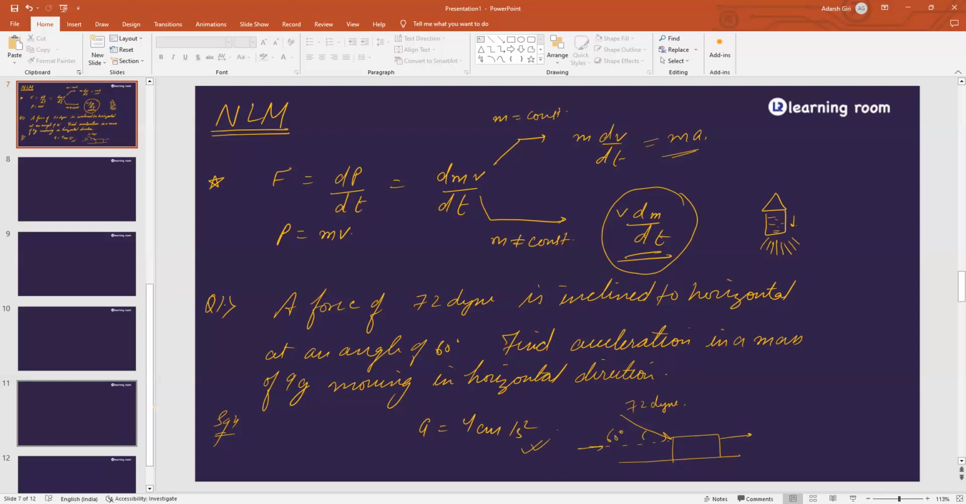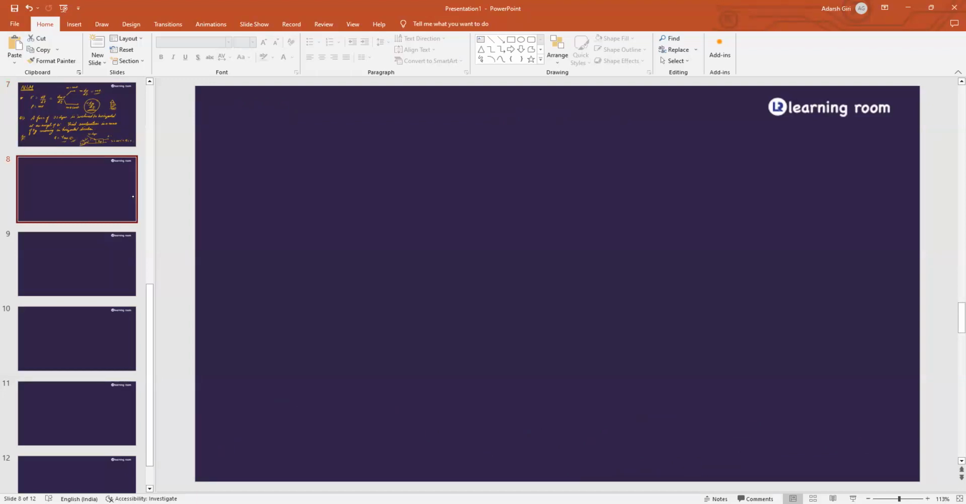Horizontal force will be responsible for horizontal acceleration. So what is the horizontal force? It is 72 into cos of 60 degrees. This force will be mass times acceleration. Mass is 9 grams. So we equate 72 cos 60 degrees to 9 into a. From there we'll get a in centimeter per second square. Good. Okay, let's move on to the next question.